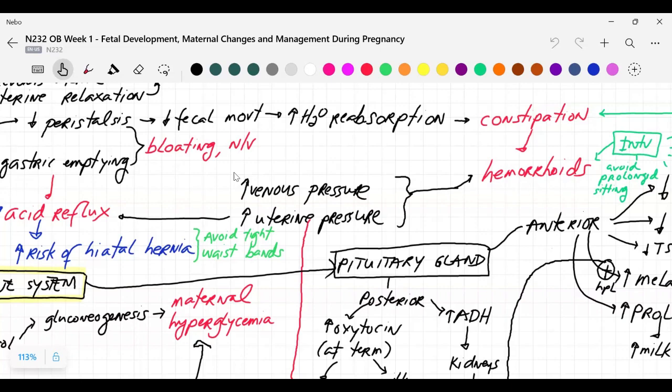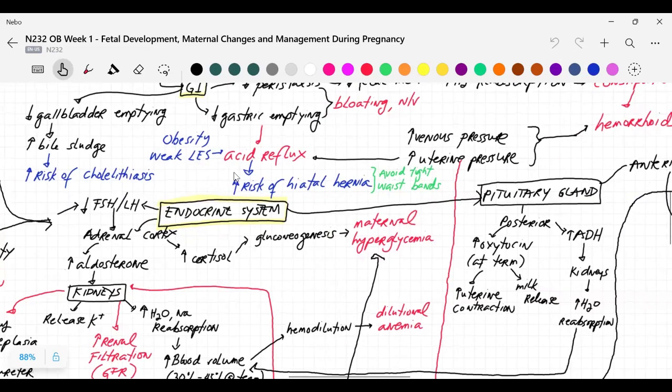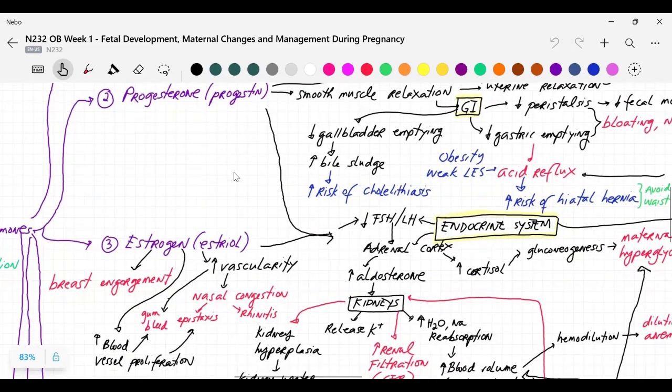So that's another effect of pregnancy. So that's progesterone. So what does progesterone do?